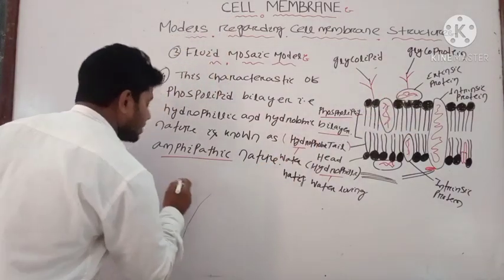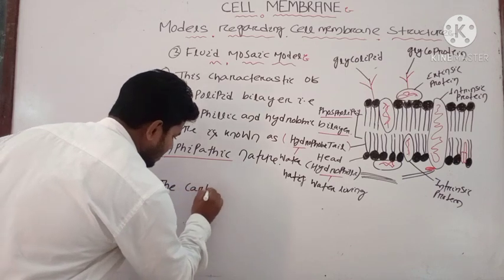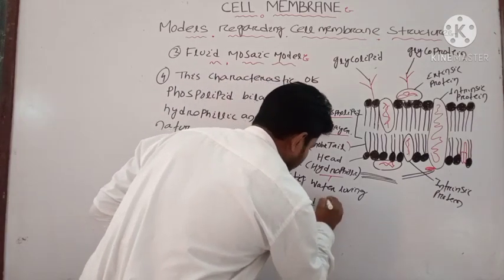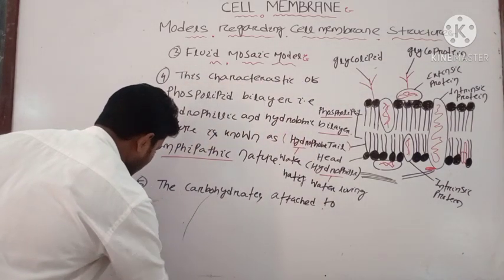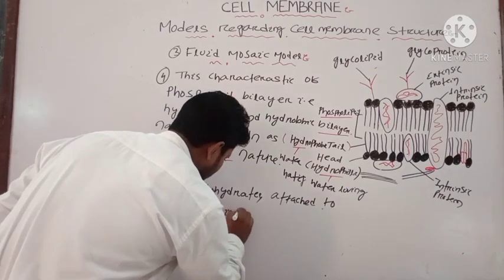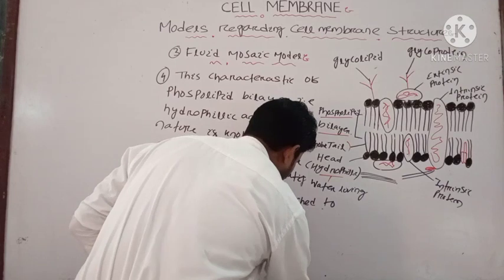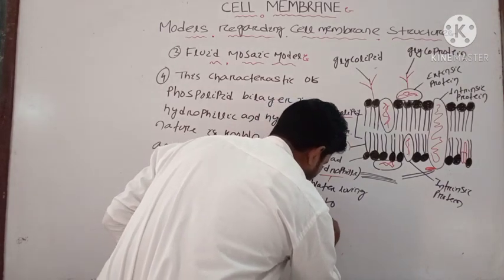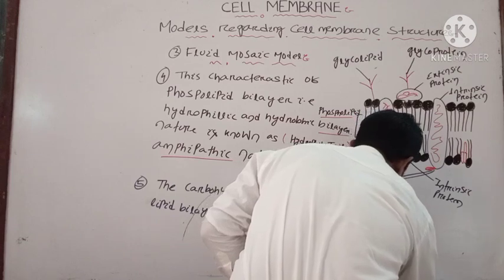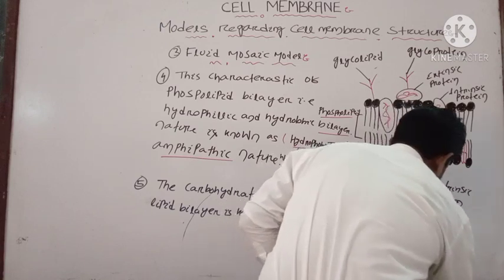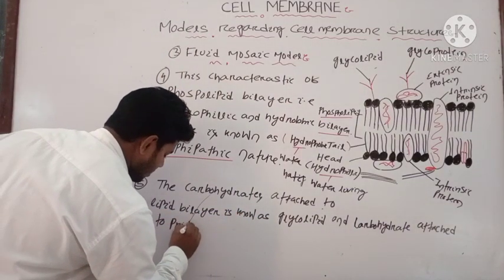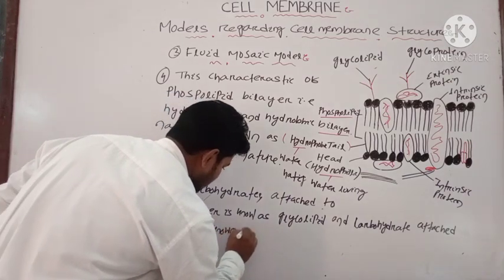The next one is your, the carbohydrates attached to lipid bilayer is known as glycolipid, and carbohydrate attached to protein is known as glycoprotein.